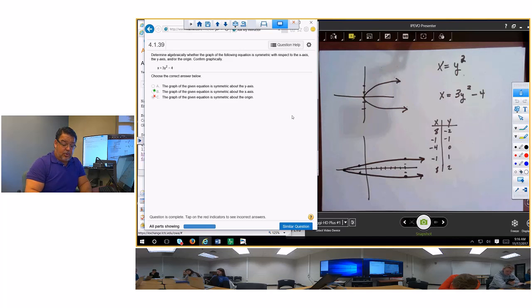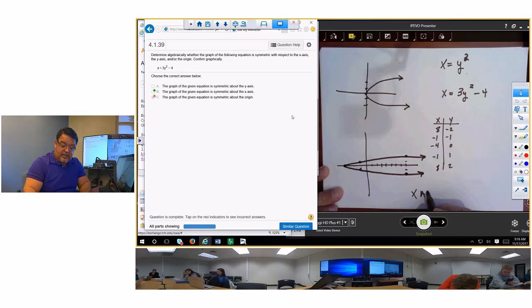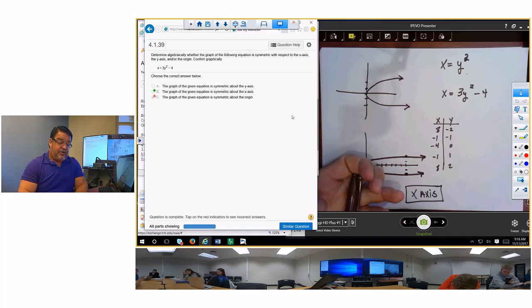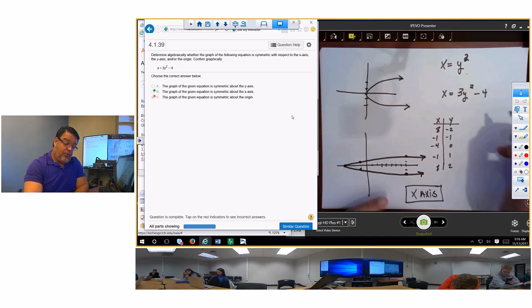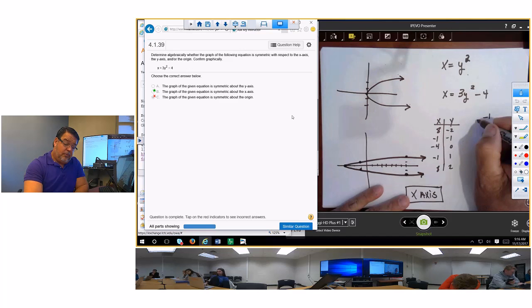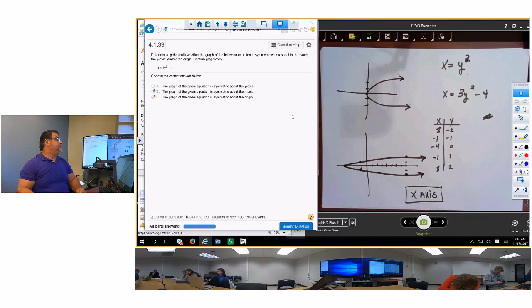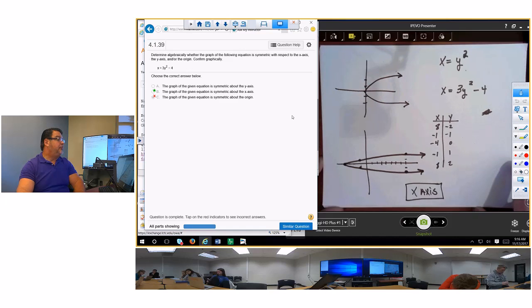Which one is this symmetric around? Is it symmetric around the x-axis or the y-axis? X. X-axis. It's symmetric around the x-axis. Okay? Now, algebraically, how do you tell that? Well, plug in negative 1. Well, no, that's not that well. You just do it graphically. That's why it says whether the graph, because you don't do it algebraically because it's backwards.